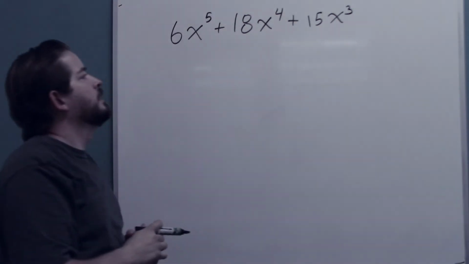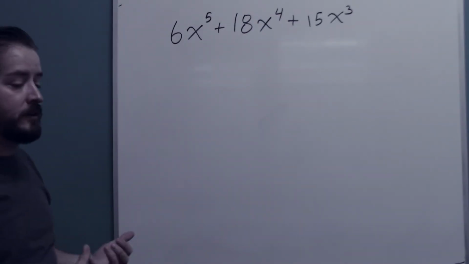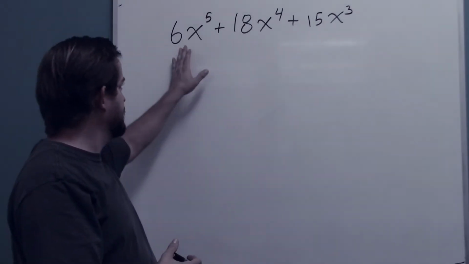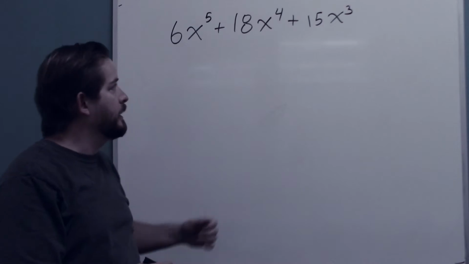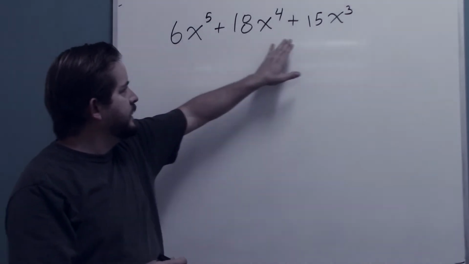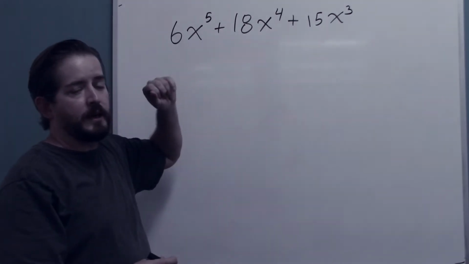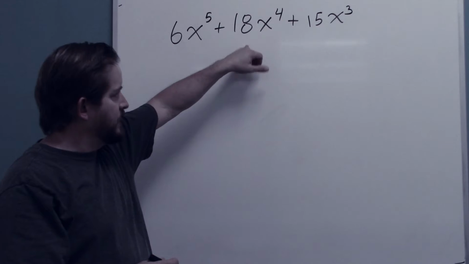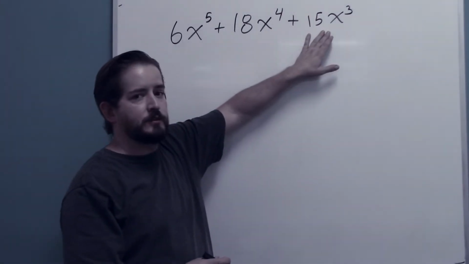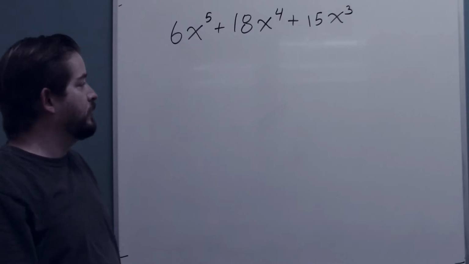Okay, so I want to factor this. I want to factor the greatest common factor, which means I'm going to look at each of these and pull out the biggest possible thing that I can. Well, I have 6, 18, and 15, so the biggest number that all of these things are divisible by is a 3, right? 6 is divisible by 3, 18 is divisible by 3, 15 is divisible by 3, and that's it. That's the biggest thing that I can find to factor out.